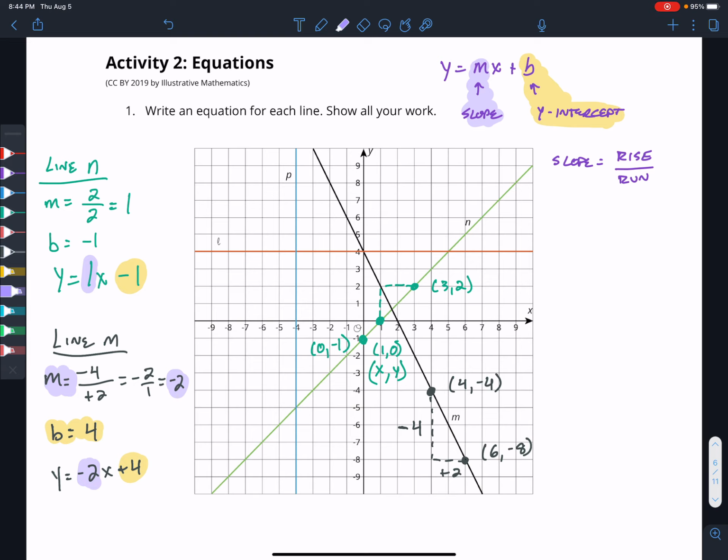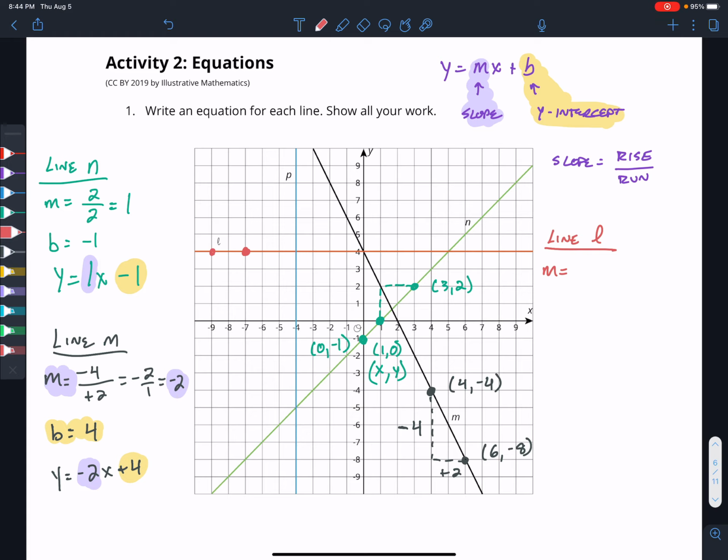So y equals -2x plus 4, keeping our slope and our y-intercept in the same space. All right, so now we've got the red line. Let's do the red line next. All right, so the red line is a little bit trickier. So the red line is line L. So as we're looking at line L, we have to pick 2 points, right? So, all right, well, let's pick this point here and this point here. So my slope is my rise over my run.